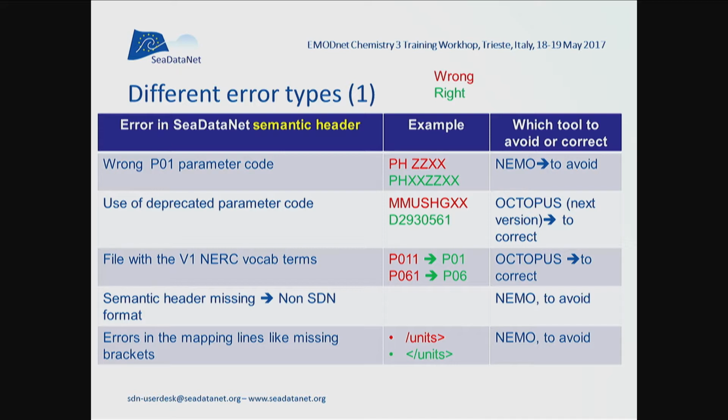vocabulary. So the regional leaders also found old vocabulary codes. This now, with Octopus, can be replaced. We had also some files without semantic headers that I showed previously. Nemo will avoid this kind of error.